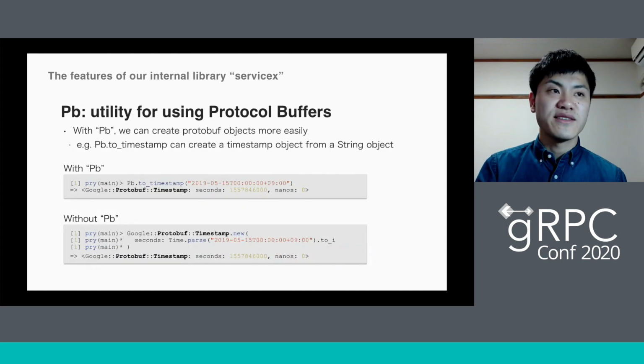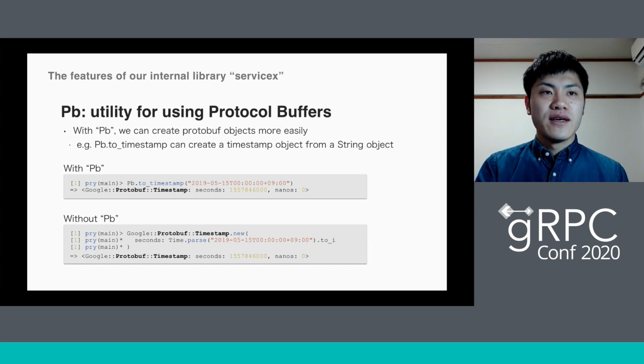And next, for using protocol buffers in Ruby, we implemented a utility library named PB. With PB, we can create protobuf objects more easily. For example, as shown here, we can create a timestamp object from a string object in an easy way. Without PB, we have to convert a string object to a time object by the Time.parse method, then pass it to the Google protobuf Timestamp class as an argument. On the other hand, with PB, we don't need to do such complicated things. By passing a string object to the PB.to_timestamp method, we can get a protobuf timestamp object easily.